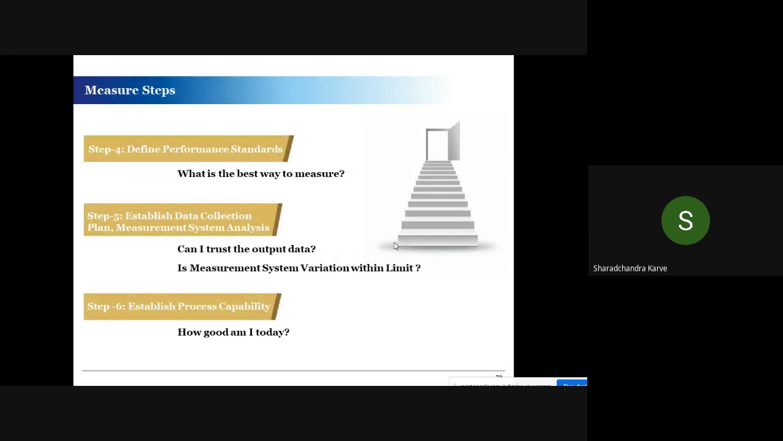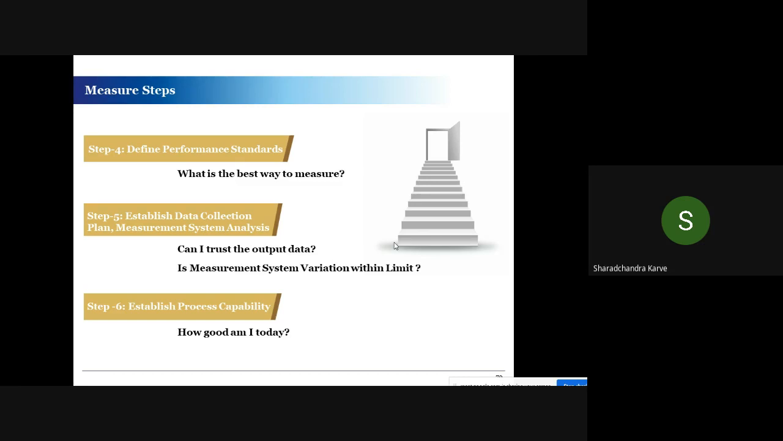Establish a data collection plan. If you do not have data for all the other parameters, then you can plan a data collection plan. And basically, measurement system analysis means: what I am taking for improvement, can I trust that output data? Is my measurement system variation within limit? And once I establish that my measurement system variation is within limit, then I go ahead to establish my process capability, that is, how good I am today.